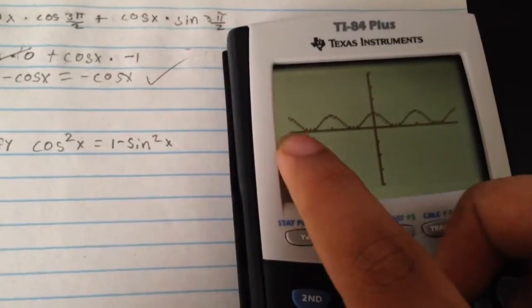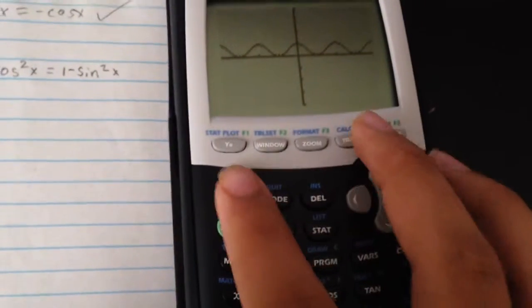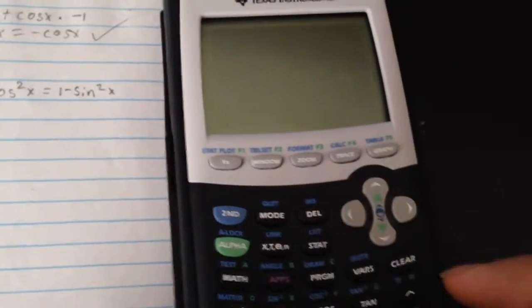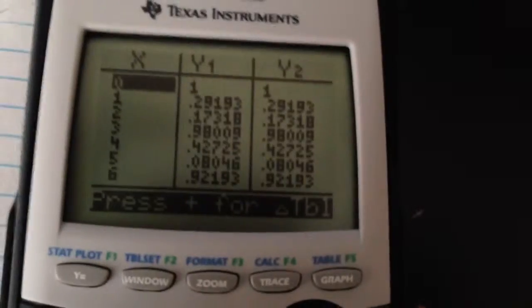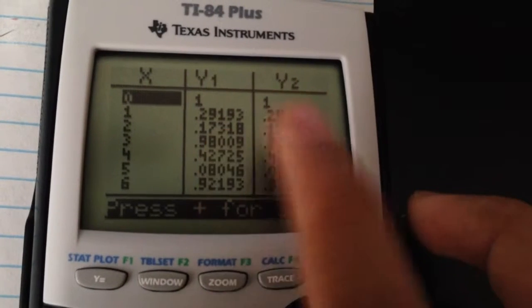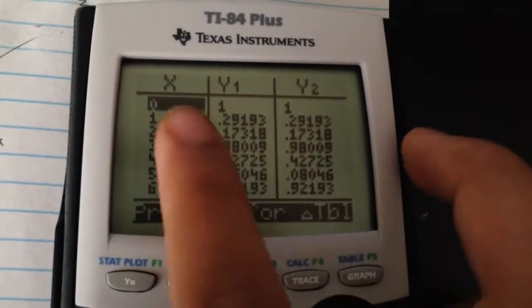They're following exactly the same graph, and this can be proven by looking at the table. So we'll press second, and then we'll look at table. And if you look at the table values, they're equal to each other. So 0.29193 is the same thing as 0.29193, which is y1 and y2.